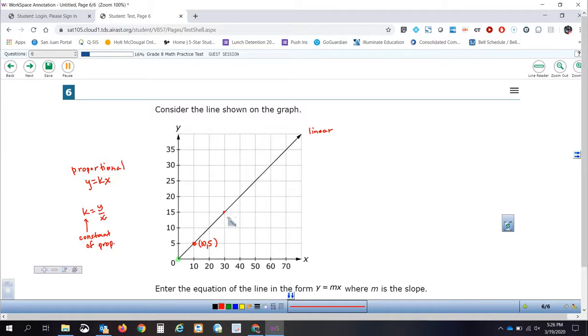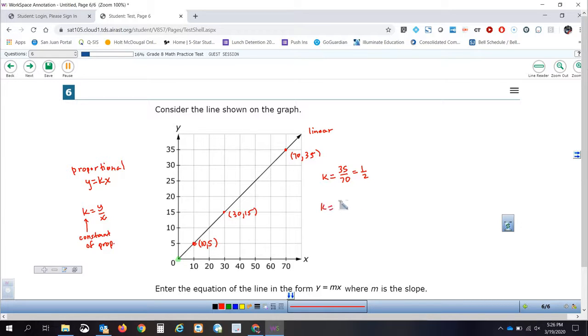Let's skip over to this point right here. This point is 30, 15. And how about this point way over here? It is 70, 35. And if I were to ask you, how do the y values compare to the x values? Or what is y divided by x? Because that will give us k. So if I did this one, for example, I would go 35 over 70. And 35 over 70 is 1/2.